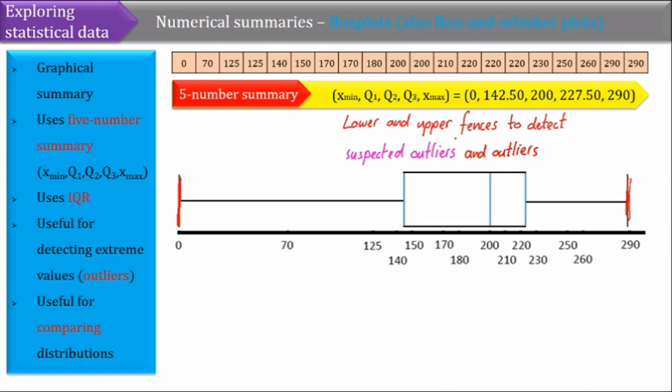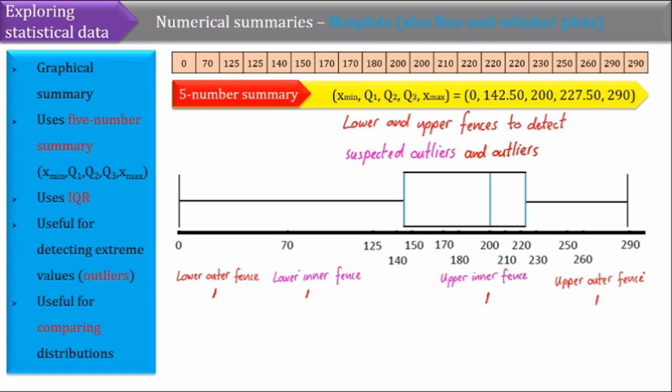So what we do is we construct boundaries or fences. We have fences that we'll construct on the left, and we'll have fences that we construct on the right. Now these fences or boundaries are cutoff points that give us an indication of whether a value is extreme or whether it is not extreme. So on the left side, we will have a lower outer fence and a lower inner fence. On the right, we'll have the same. We'll have an upper outer fence and an upper inner fence.